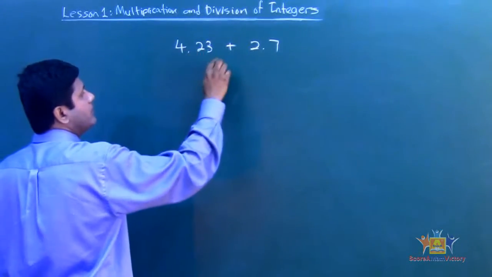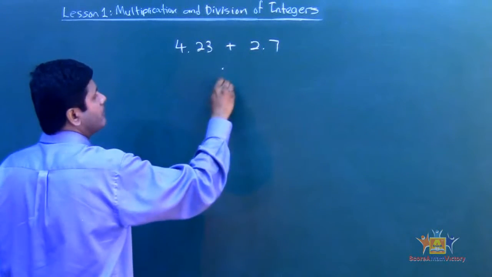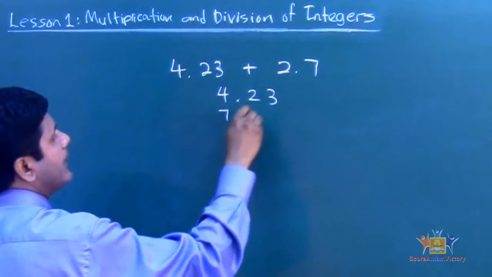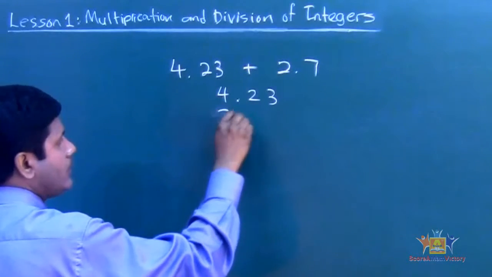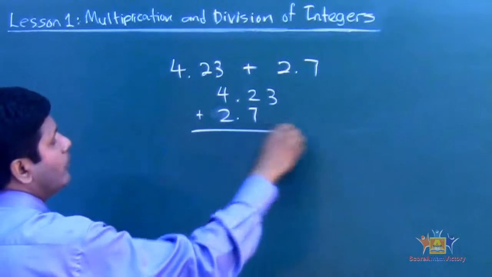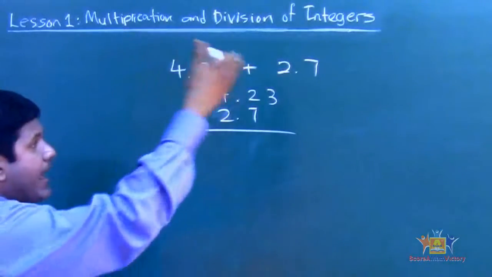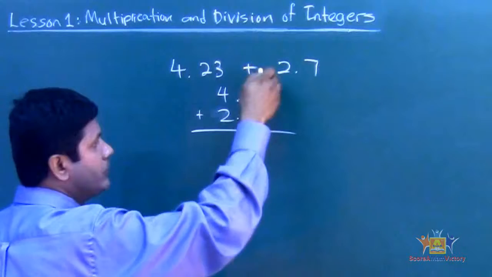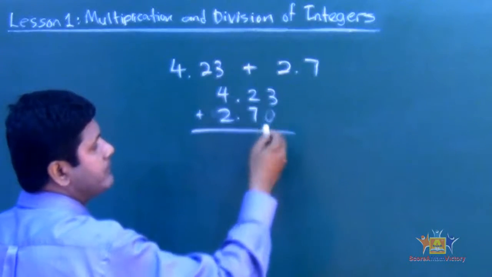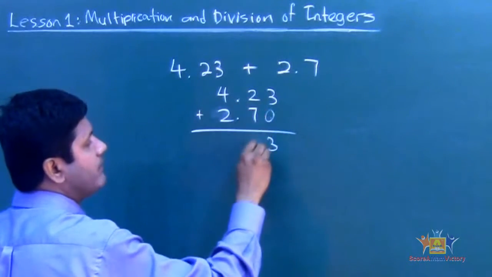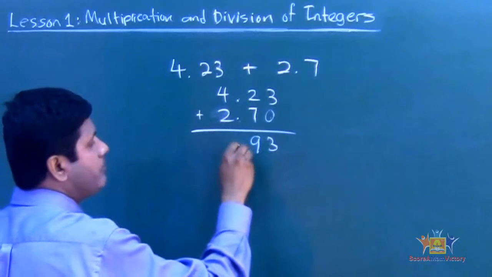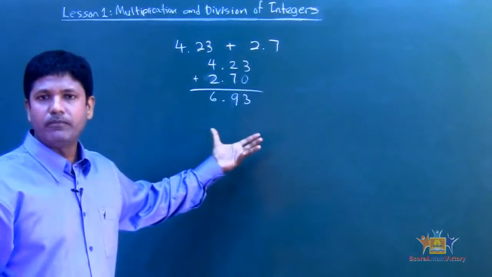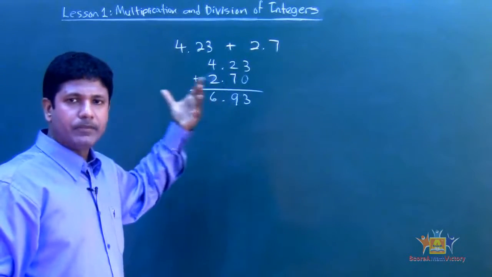You grab the decimal, you put it right here. You grab that decimal, put it right there, and then write the numbers. Lining them up is very important. Once you line them up, add them by their place value, always starting from right to left. 3, in this case 0, 3 plus 0 is 3. 2 plus 7 is 9. Decimal, bring it down. 4 plus 2 is 6. Right there. So lining them up is very important.